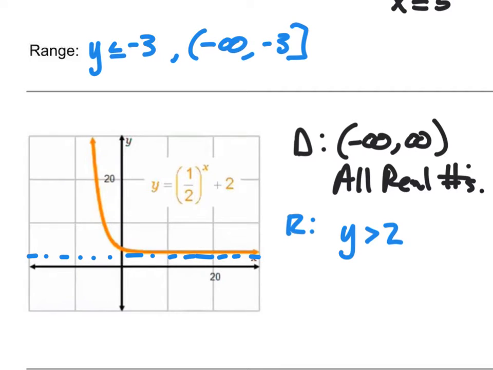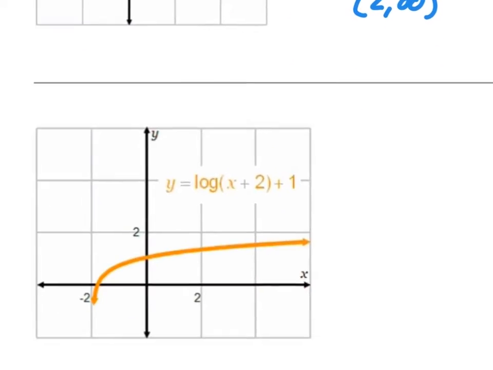But if I wanted to put this into interval notation, I would say that this goes from 2 to positive infinity. But we don't include the 2, and that's because we have an asymptote, okay? So this graph will never actually have a y value of 2, but it will be strictly greater than 2, okay? So that's an exponential. Now let's look at a log.